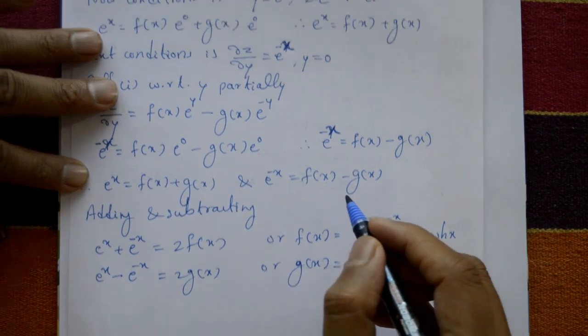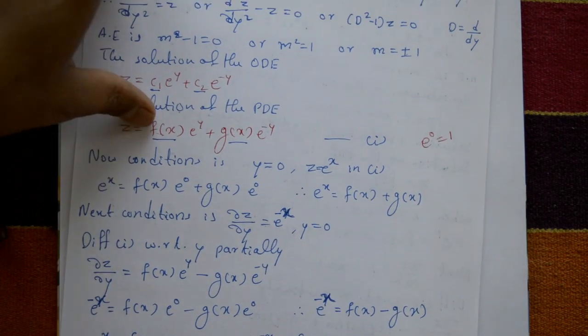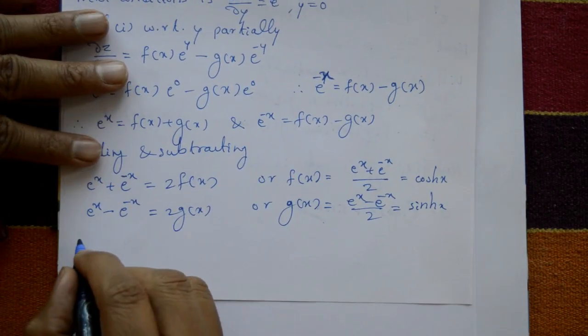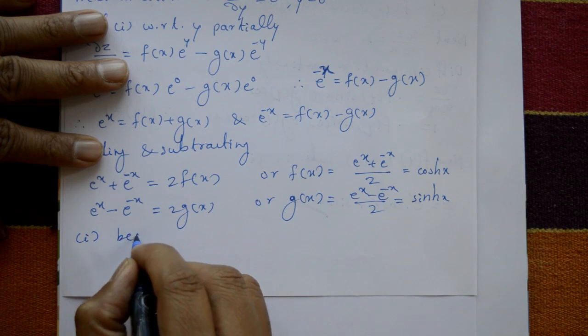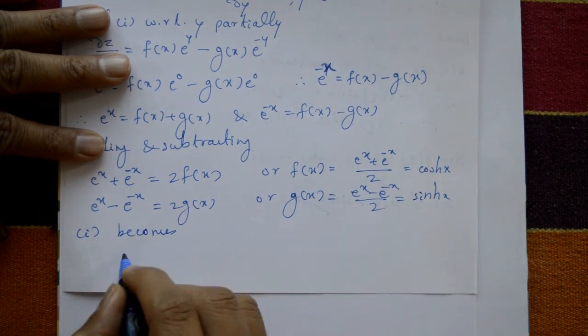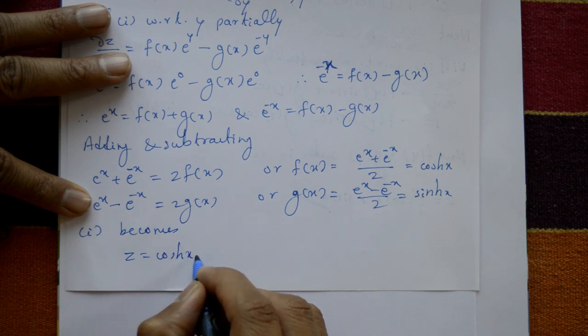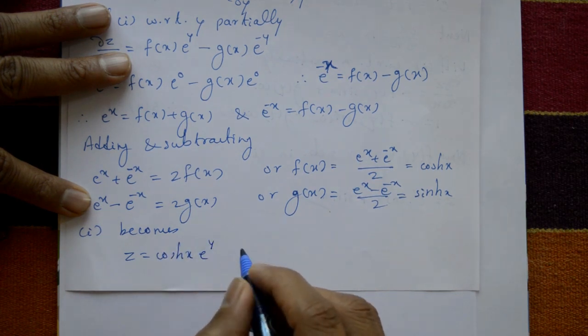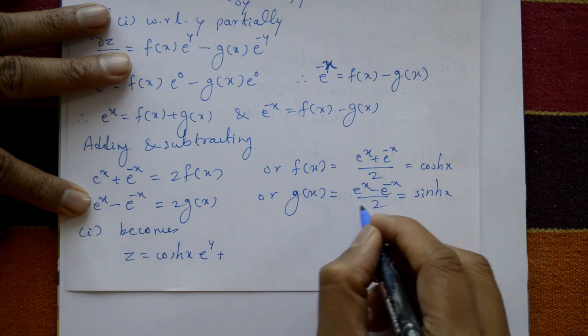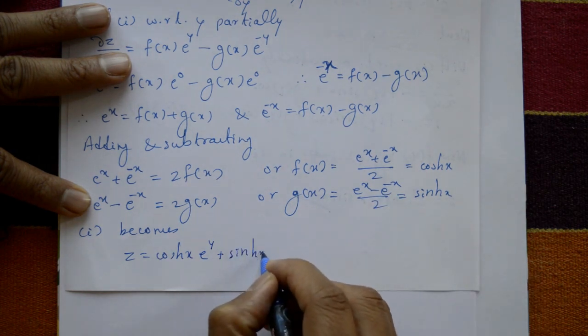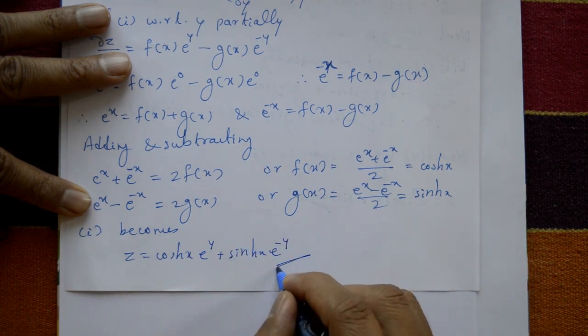Using f(x) and g(x) in equation number 1, z = cosh x e^y + sinh x e^(-y). This is the required solution.